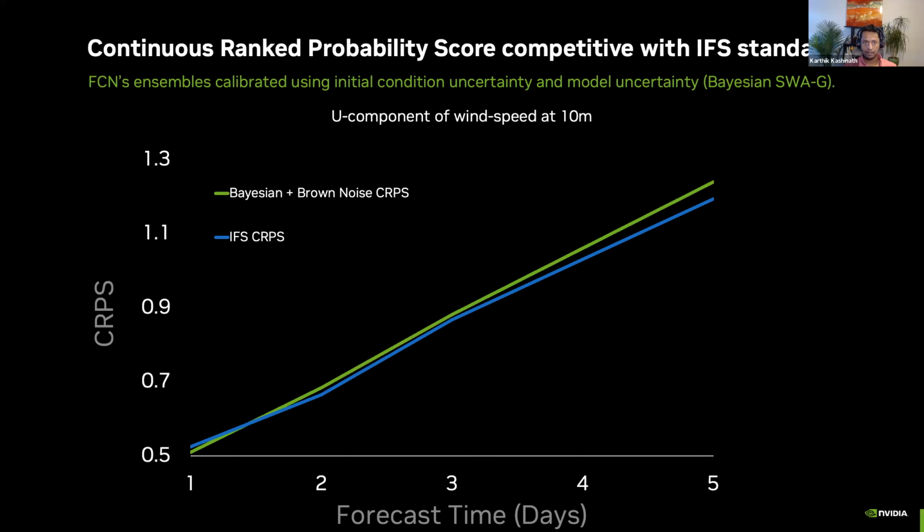The next metric that's used to quantify the calibration of an ensemble is the CRPS, the continuous ranked probability score. And once again, here we're looking at CRPS on the y-axis versus forecast time. In blue is IFS, and in green is our model ForecastNet, and we're seeing good agreement there. So this gives us confidence that our ensembles are well calibrated, and this is essential for us to be able to trust the ensemble forecasts.